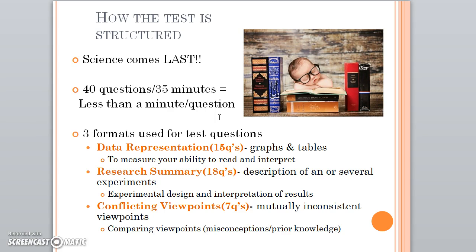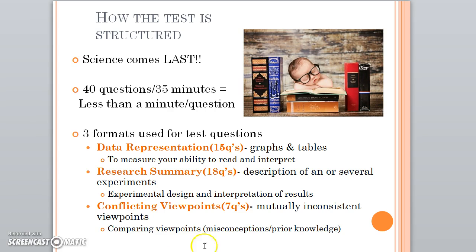And you have 3 different types or formats of questions. You'll have data representation questions, which are graphs and tables. Can you read and interpret? You'll have research summary questions. So there will be a description of an experiment that was done and results. You may have to interpret the results and or the experimental design. You will also have conflicting viewpoints, so mutually inconsistent theories, and you will be comparing them.